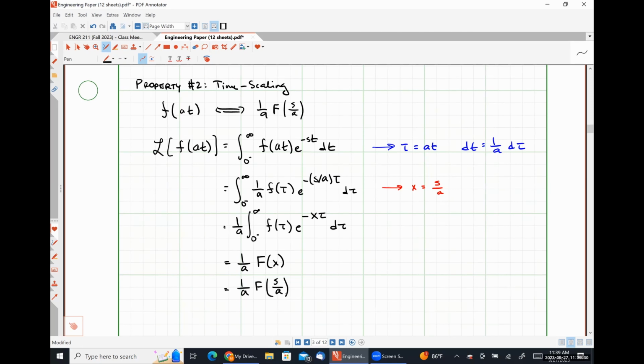Compressing in time means that we're going to stretch in frequency and amplify our signal. So effectively, if a is greater than 1, we're stretching time and compressing frequency. If a is less than 1, we are compressing time and stretching the frequency.